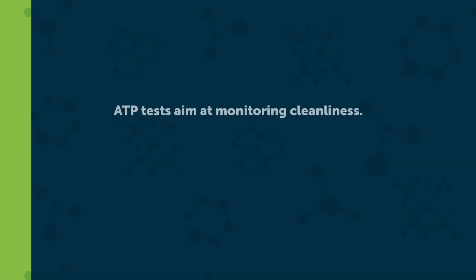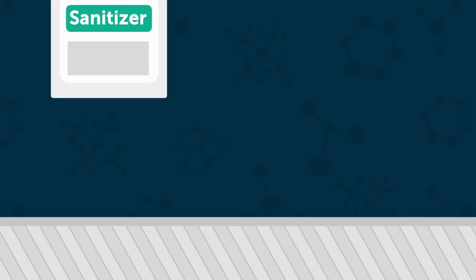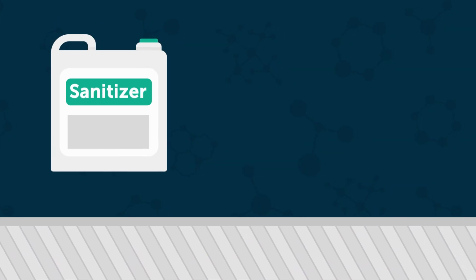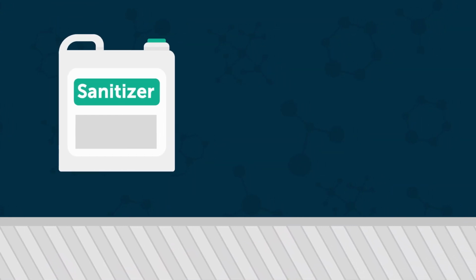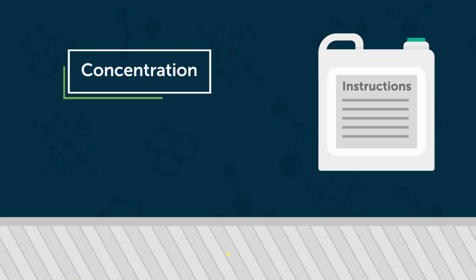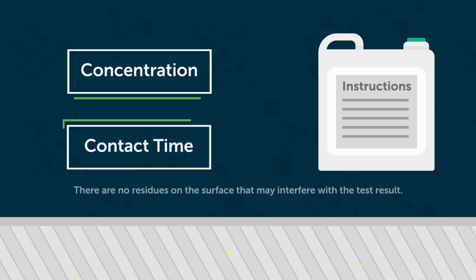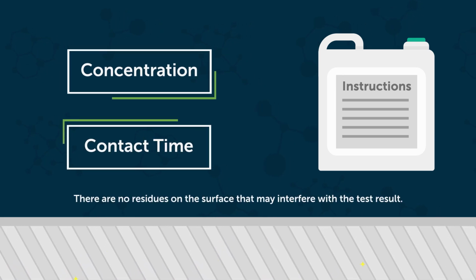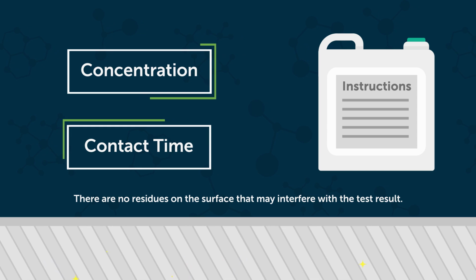ATP tests aim at monitoring cleanliness. If you are to run ATP tests after the sanitizing step, make sure the sanitizers have been used at the appropriate concentration and contact time, so there are no residues on the surface that may interfere with the test result.